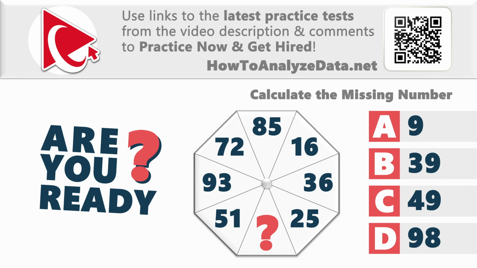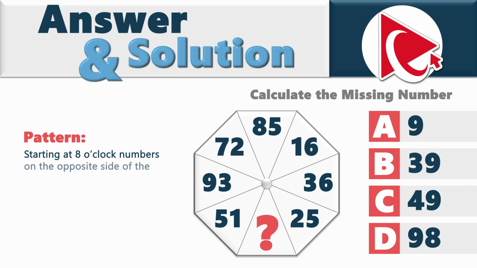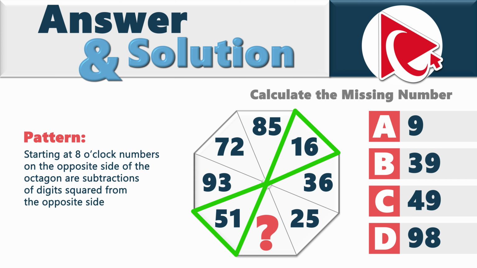Time's up. Are you ready to show your answer? And as you might have guessed, the pattern here is very simple. Starting at 8 o'clock, numbers on the opposite side of the octagon are subtractions of the digits squared from the opposite side. Let's look at the example. At 8 o'clock, we see the number 51. At 2 o'clock, we see the number 16.